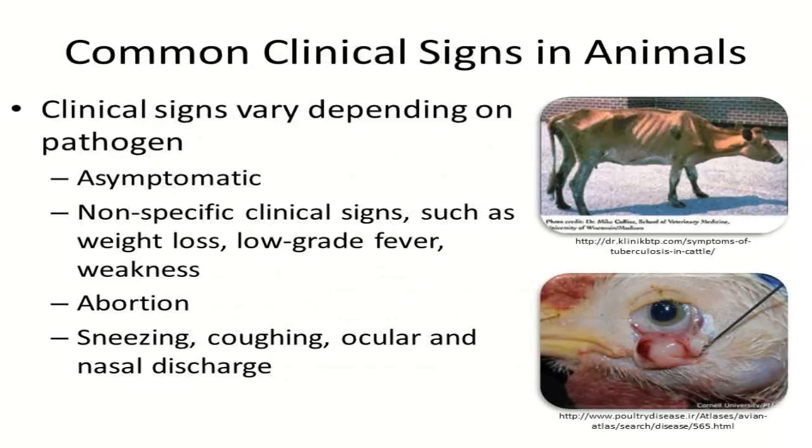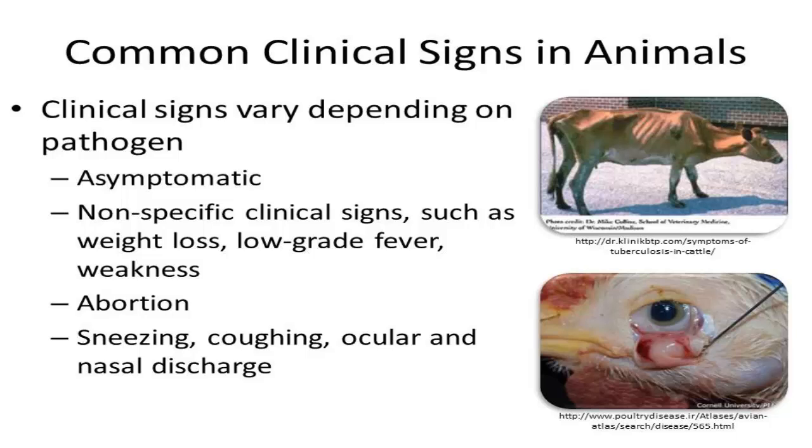Clinical signs in animals vary depending on the pathogen. Some diseases, such as tuberculosis in cattle or avian influenza in poultry, cause animals to cough or sneeze, while other diseases, such as brucellosis or Q fever, cause abortions. It is also possible that an infected animal shows no signs of disease, which we call asymptomatic, or their clinical signs are nonspecific and do not pinpoint an exact disease process.